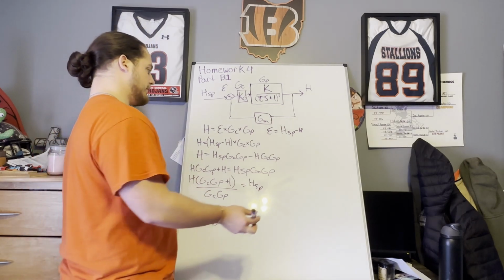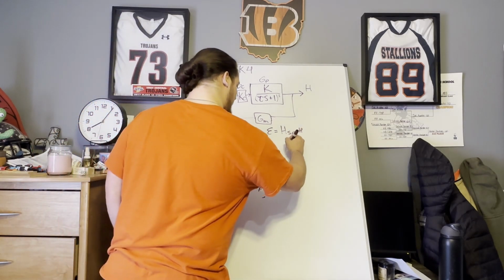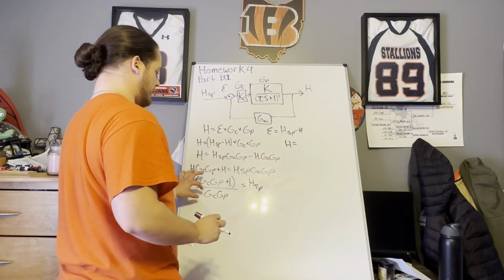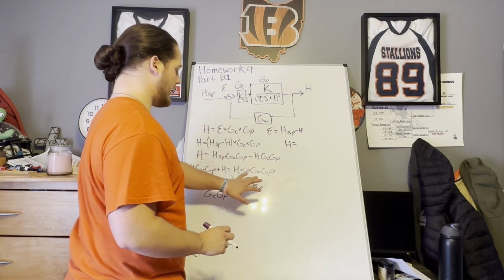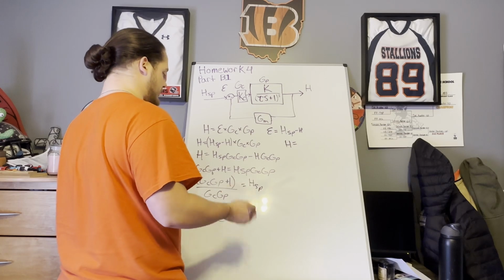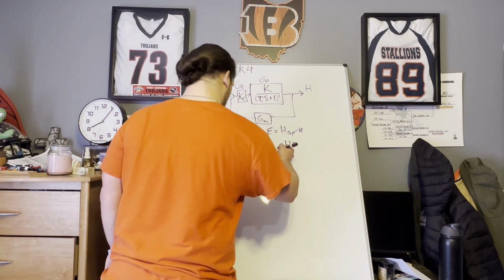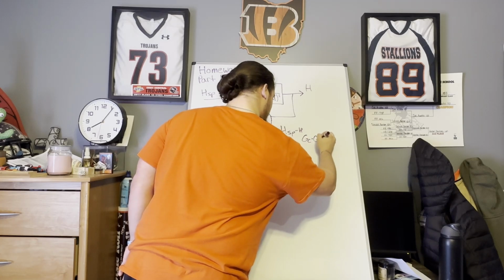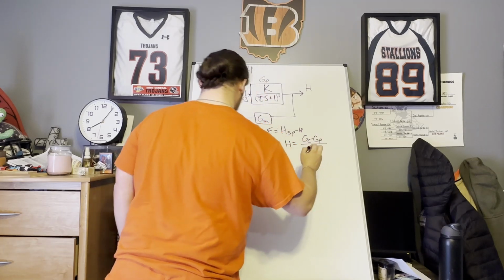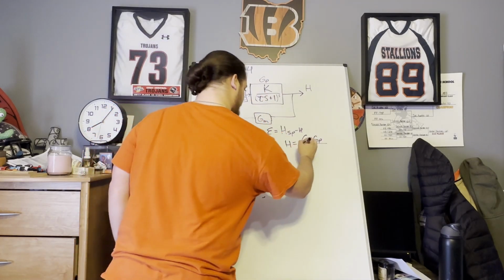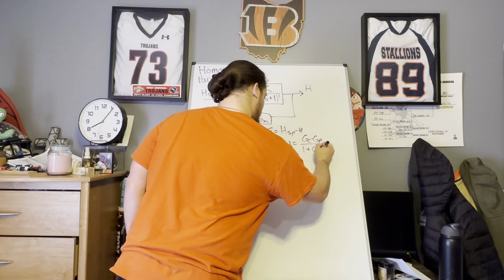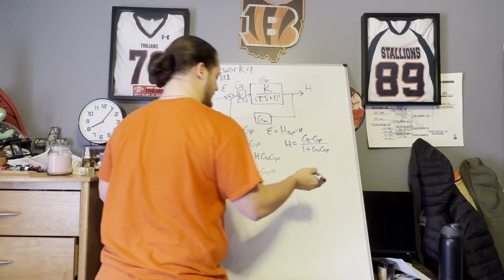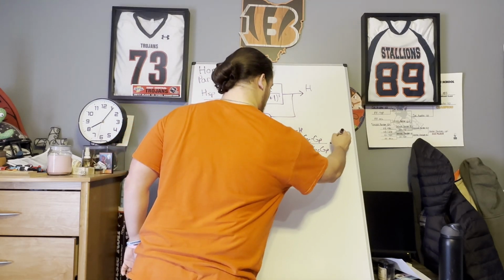So doing so, I'm going to move over here. So our height is going to be equal to, and when we're moving this fraction over, we're going to flip it, because you multiply by the reciprocal. So our height is going to be equal to GC times GP, and this will be over 1 plus GC GP. And then lastly, it'll be multiplied by our height set point.